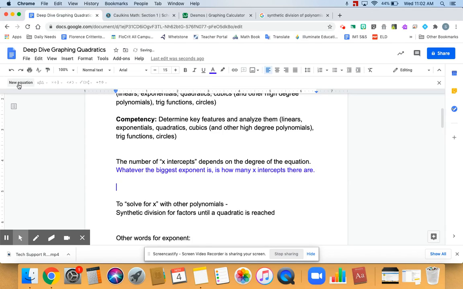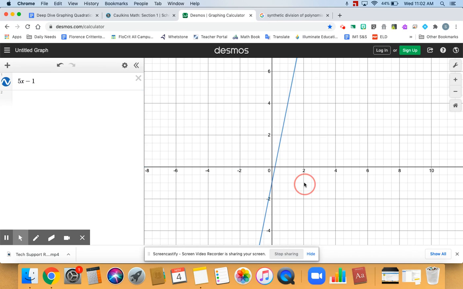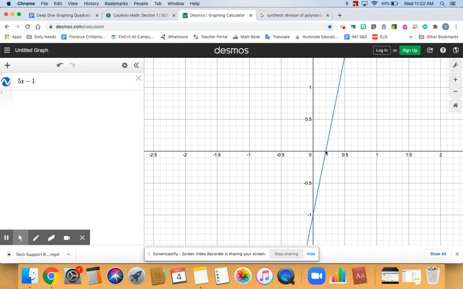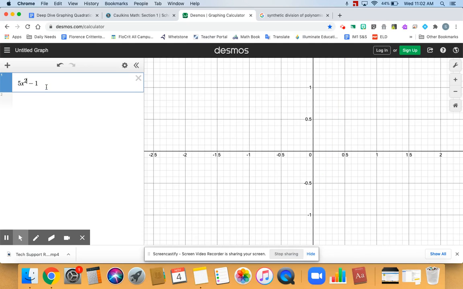So for example, if I had 5x minus 1, the exponent on the x is an invisible 1. If there's no exponent there, it's just like an invisible 1 up there because there's one of them. So there'd be one x-intercept. And if you graph a linear like this, 5x minus 1, see how it crosses the x-axis only one time? Because it's a straight line, so it only crosses it once. However, if the exponent's a 2, then there's 2 x-intercepts, because it's going to cross it twice.